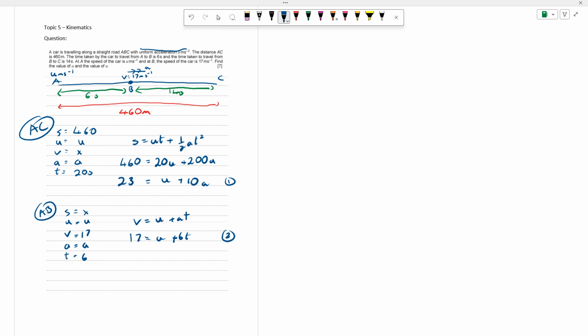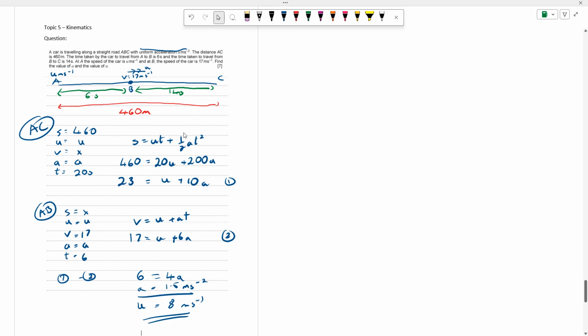I'm now going to do simultaneous equations. So the u's are already the same. So I'm going to do number 1 take away number 2. It's going to give me 6 is 4a. Sorry, that should be a 6 there. 6 is 4a. So that means a must be 1.5 meters per second squared. And then I can find the corresponding u value as well, okay, by substituting it back in. It doesn't matter which one you sub it into, which one you prefer. You should get 8 meters per second.